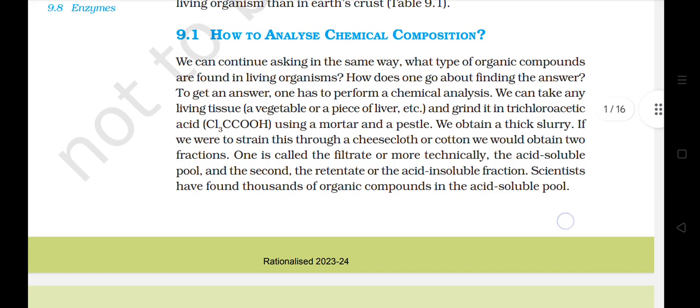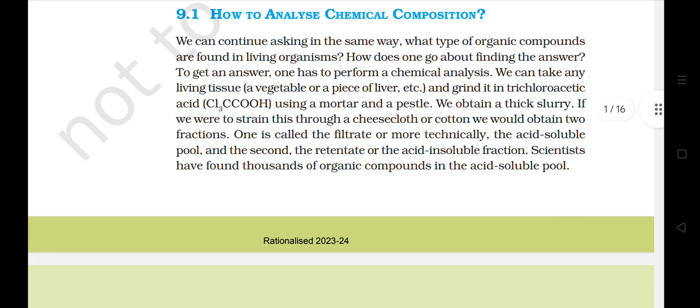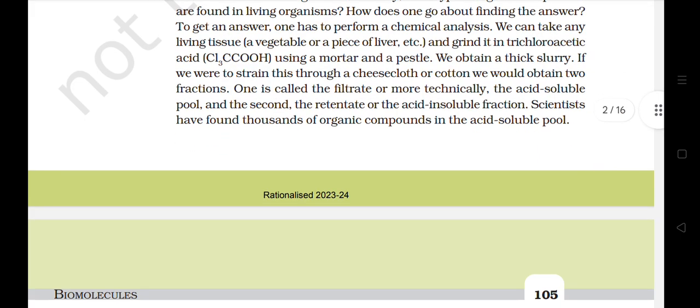We can continue asking in the same way, what types of organic compounds are found in living organisms? How does one go about finding the answer? To get an answer, one has to perform a chemical analysis. We can take any living tissue, a vegetable or a piece of liver, etc., and grind it in trichloroacetic acid, Cl3COOH, using a mortar and a pestle. We obtain a thick slurry.